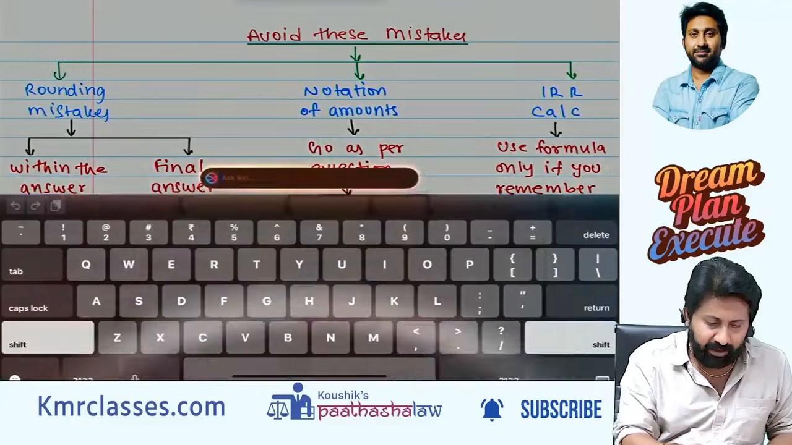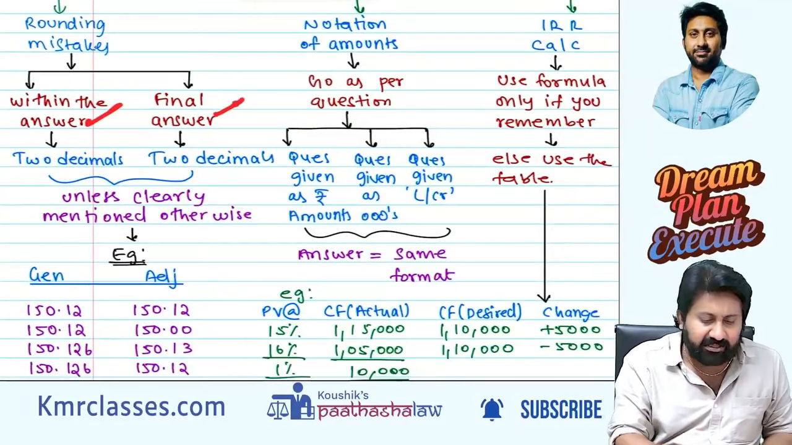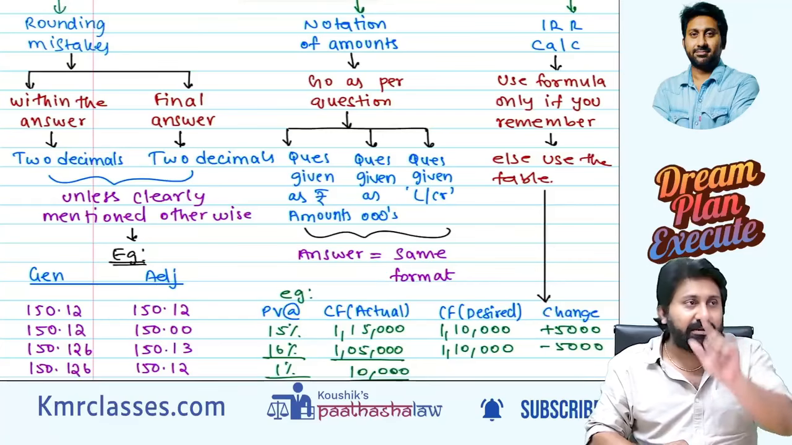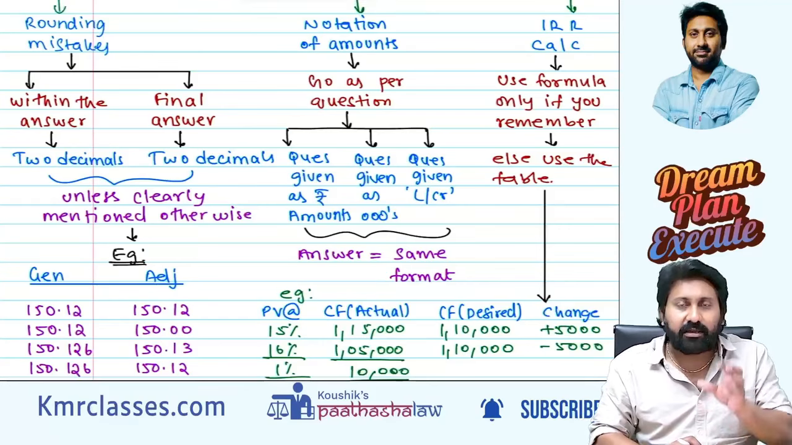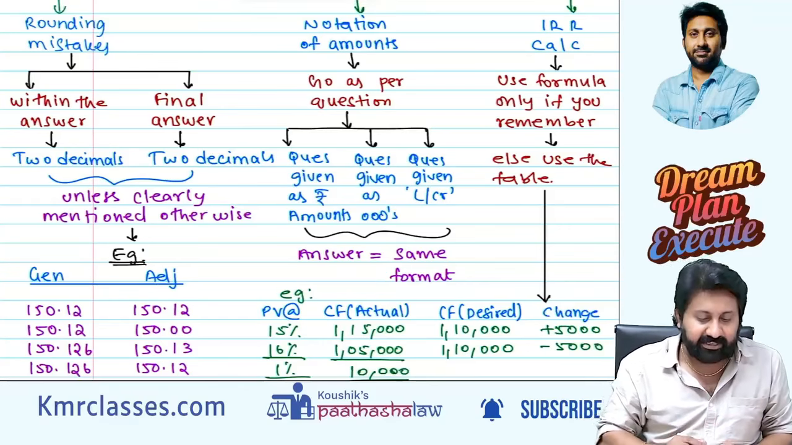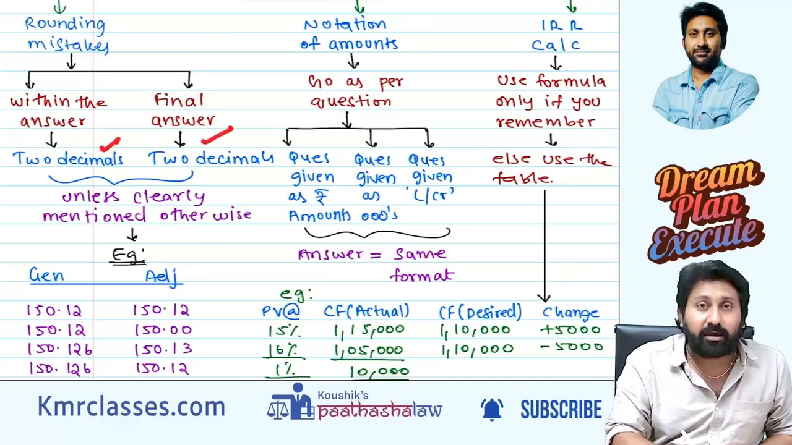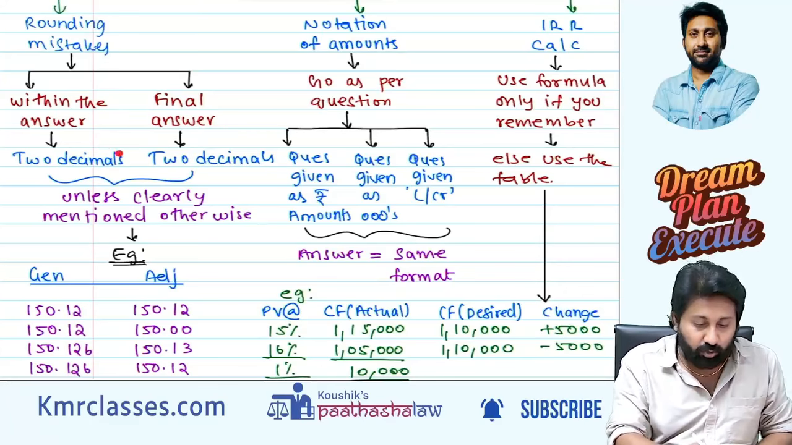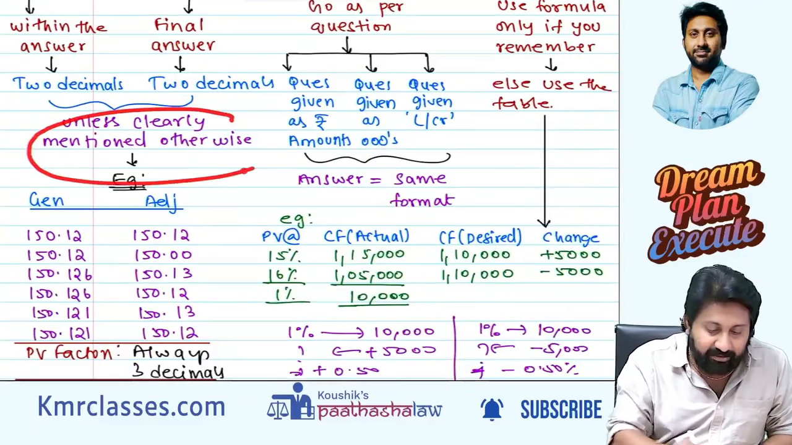Point number one, the rounding mistakes. What is this rounding mistake? Within the answer or in the final answer, there are 5 or 6 steps. In that, decimals will come in the answer, or in the final answer a decimal can come. So the decimal can come at any part of your answer. In such a case, always remember that the answer should be computed by rounding to 2 decimals always. So 2 decimals is what the institute conventionally follows, unless clearly mentioned in the question.